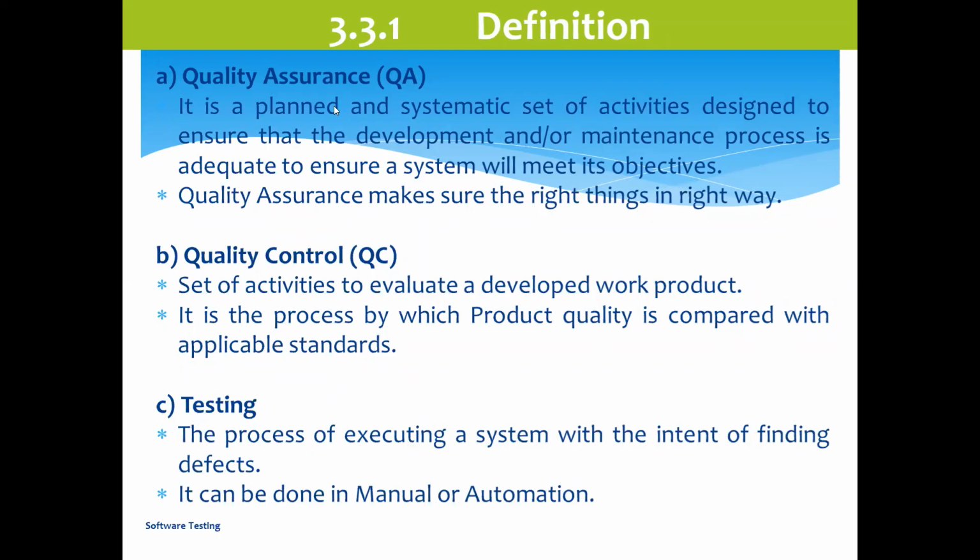It is a planned activity designed to ensure, for which purpose it is doing, designed to ensure that the development and or maintenance process is adequate to ensure a system will meet its objectives. So what is the objective behind that project? Objective behind that requirement, aim of your project. What is the intention of your project? To meet that intention, we are following some process, a set of activities we are doing. Those set of activities are called quality assurance. This is not actual testing, it is a set of activities.